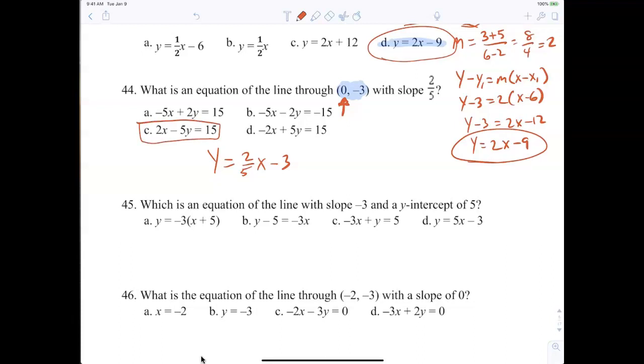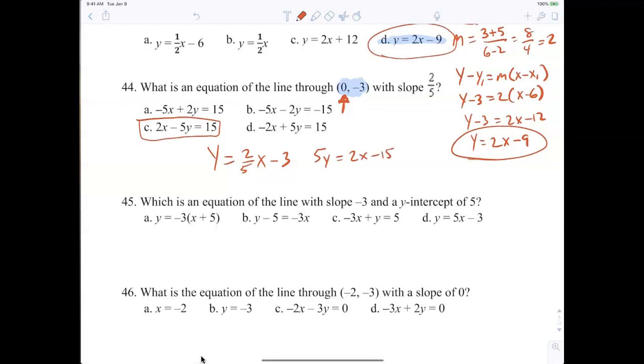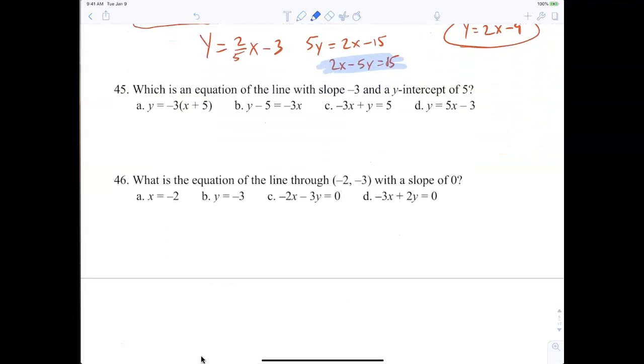We're not allowed to have fractions, so we're going to multiply everything through by 5. That would be 5y equals 2x minus 15. And then 2x minus 5y is equal to 15. If you just know that one fact, in standard form the leading coefficient of x must be positive, you didn't even have to do any work on that. But that was good to verify anyway.